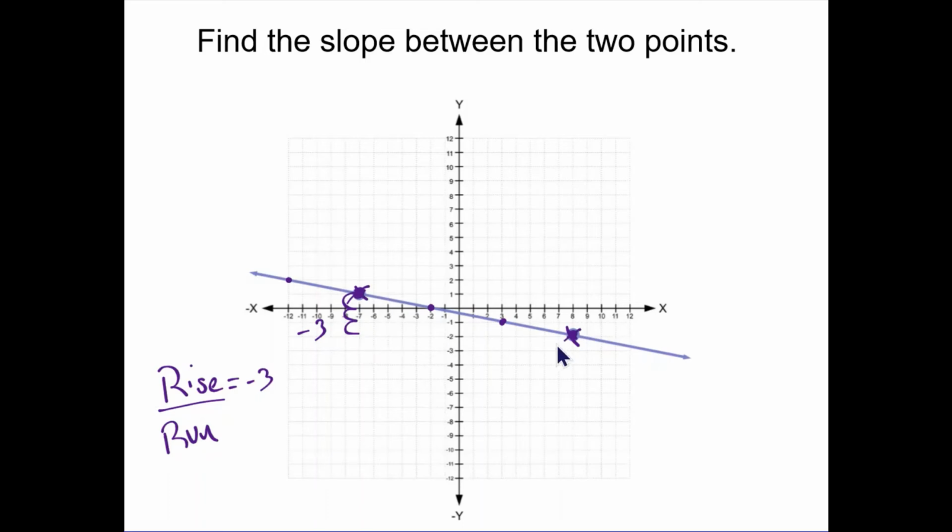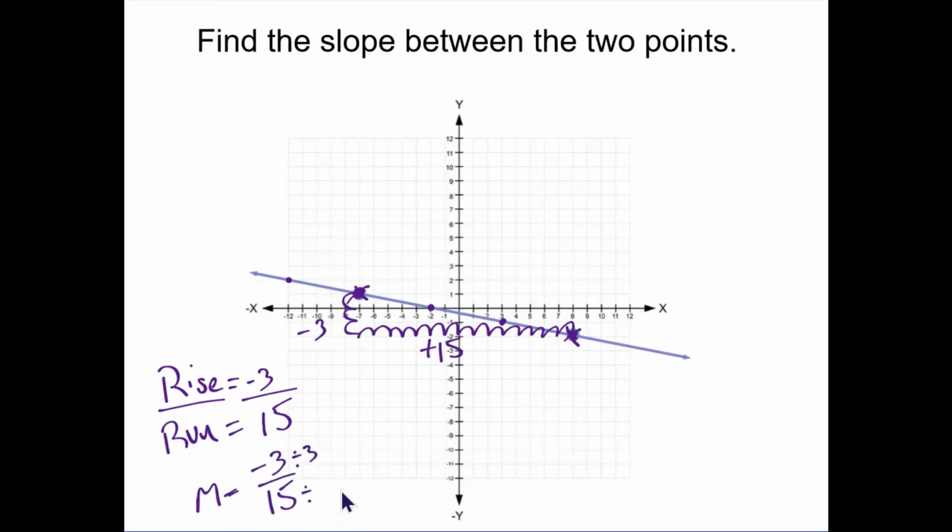Then from this spot to that spot, I go over 1, 2, 3, 4, 5, 6, 7, 8, 9, 10, 11, 12, 13, 14, 15. So my run is a +15 because I'm going to the right there. So here my slope is -3 over 15. That can be simplified. The top can be divided by 3, and so can the bottom.